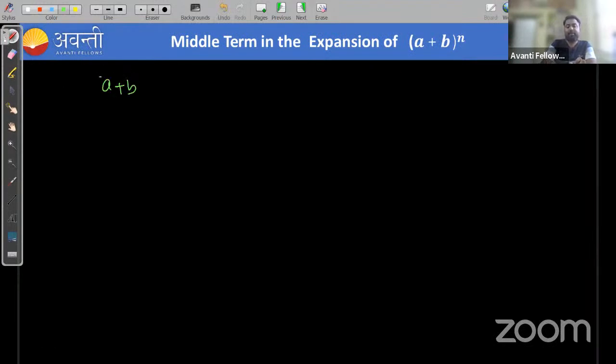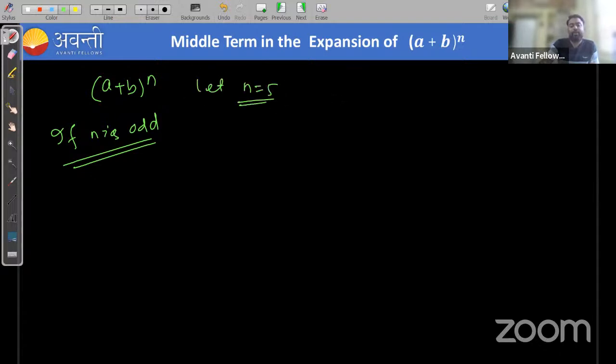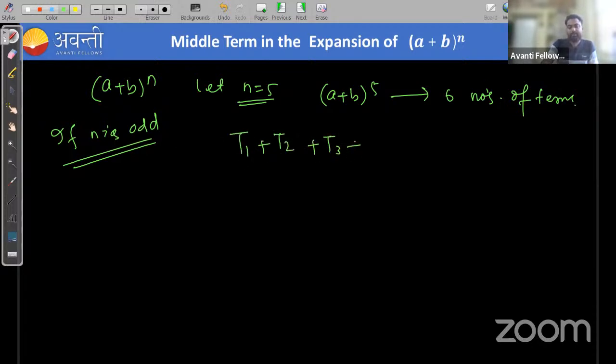In the expansion (a + b)^n, if n is odd, how can we find the middle term? Suppose we take n = 5, so (a + b)^5. The total number of terms is 6. Suppose those terms are t1 + t2 + t3 + t4 + t5 + t6. So when n is odd, the total number of terms we get is 6.